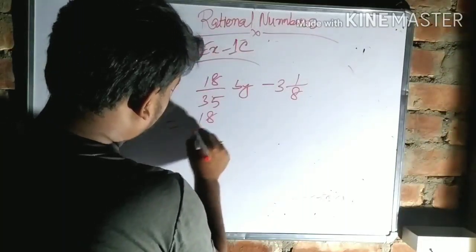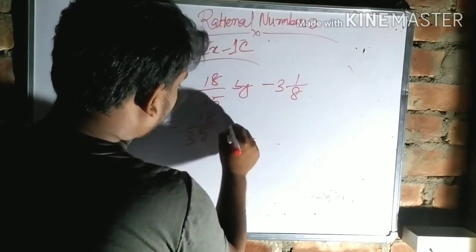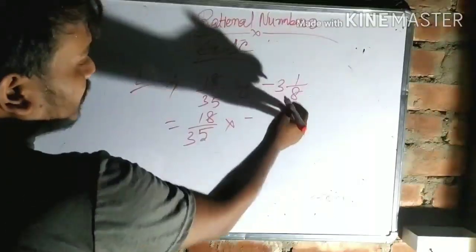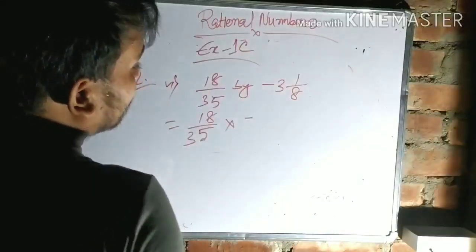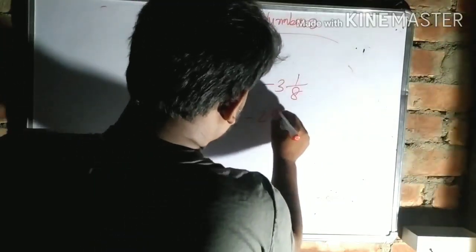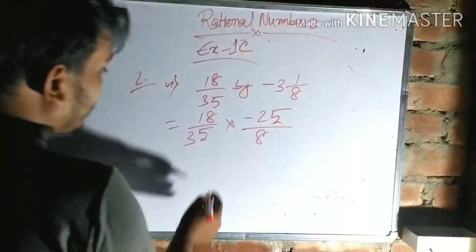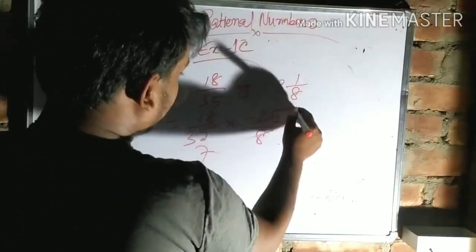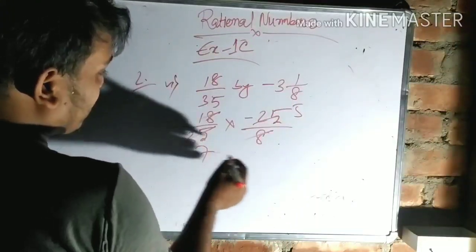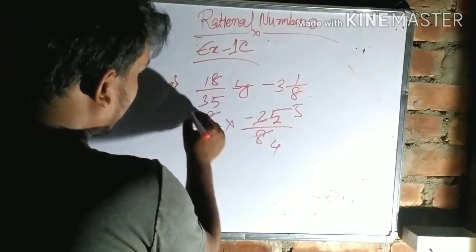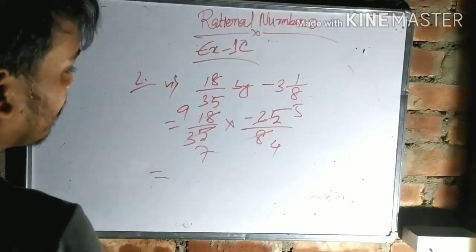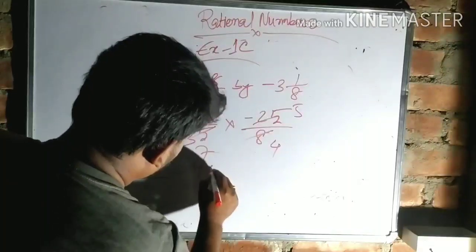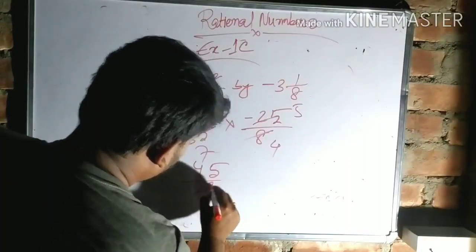So 18 by 35 into minus, if we convert 3 and 1 by 8 into an improper fraction, then 3 eights are 24, 25 by 8. So cancel 5 and 7, 5 and 5, 4 and 2, 9. So what is the result? Plus minus minus, 9 by 5, 45 by 28.